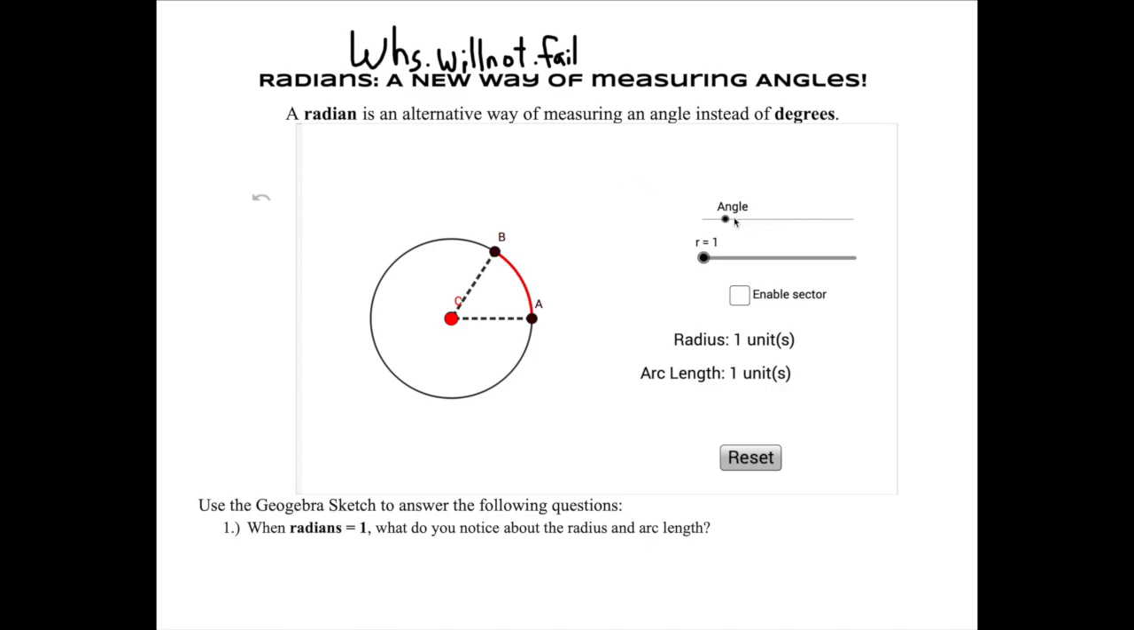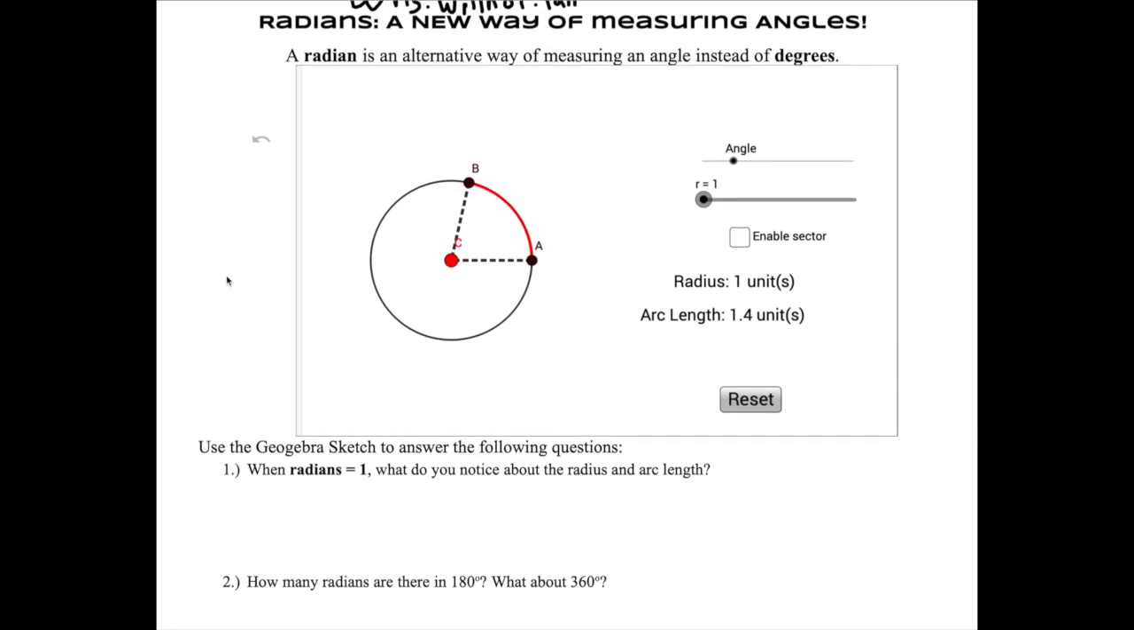What I want you to do in this sketch is go ahead and play with these sliders. This slider will make the angle ACB larger or smaller. And this will make the radius larger or smaller. Due to constraints around the size and being able to have everything work out nice with code, I've kept the radius to 1 or 2 because I want us to focus on these questions. When the radius is equal to 1, like you see here, what do you notice about the radius and the arc length?